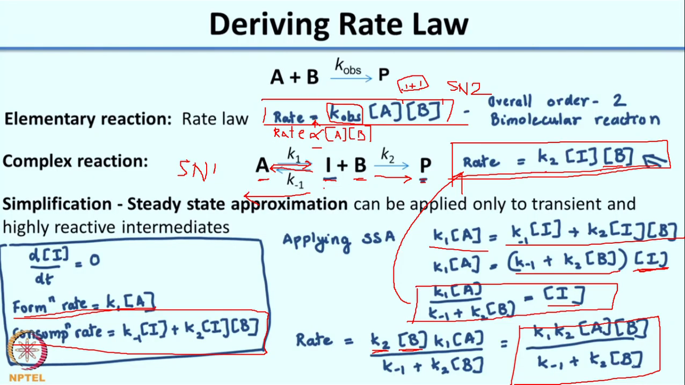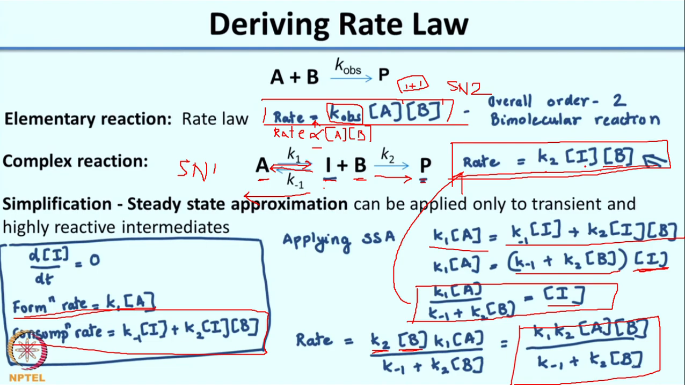we have done deriving the rate law. Here we have learned the different types of reaction rate equations. For an elementary reaction, which is the SN2 reaction, we observe that rate is equal to K observed, concentration of A and concentration of B, which is a second order and bimolecular reaction, because both molecules are participating in the reaction and affecting the rate. For a complex reaction, we took the example of SN1, and we observed that intermediate formation is taking place, which further undergoes a reaction with B to give the product P. So the rate depends on the formation of product, which is equal to K2, concentration of I and concentration of B. Because I is an intermediate, I is the intermediate concentration.